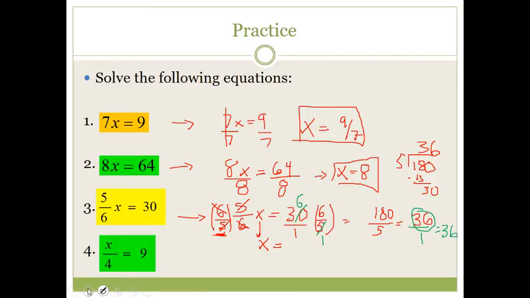Do whatever way is most comfortable for you. The first way, you don't have to think about what goes into what. You can just multiply across and divide. The second way, if you don't have a calculator at your disposal, can save you a lot of time.